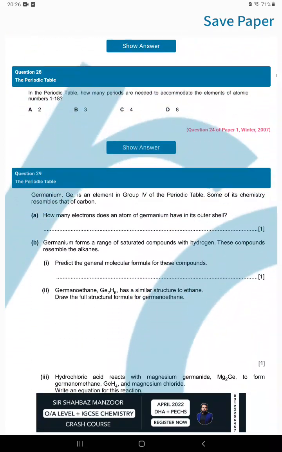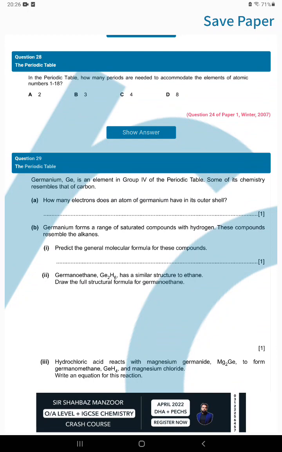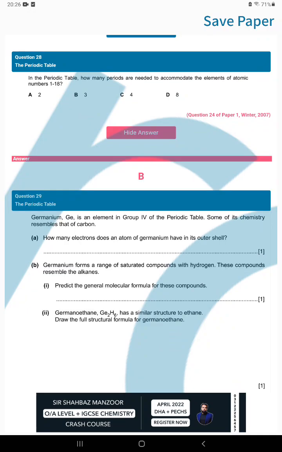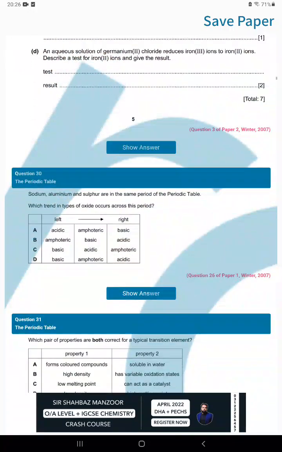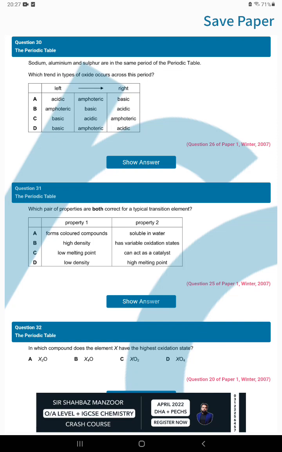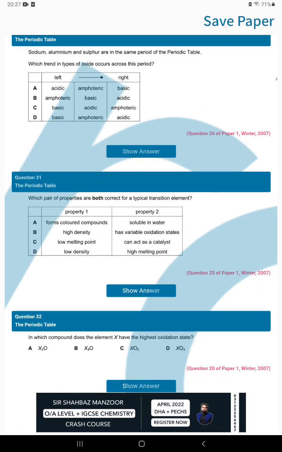Then in the periodic table, how many periods are needed to accommodate the elements of atomic number 1 to 18? 3. Okay, we have done this, I think. Yes, but that was a different question, I think.